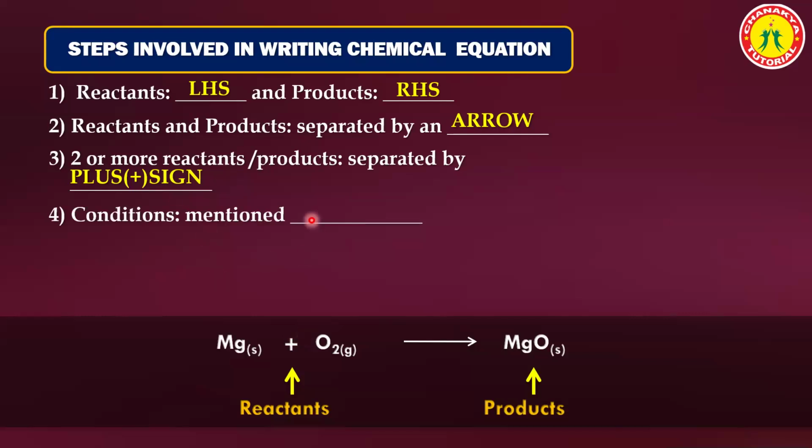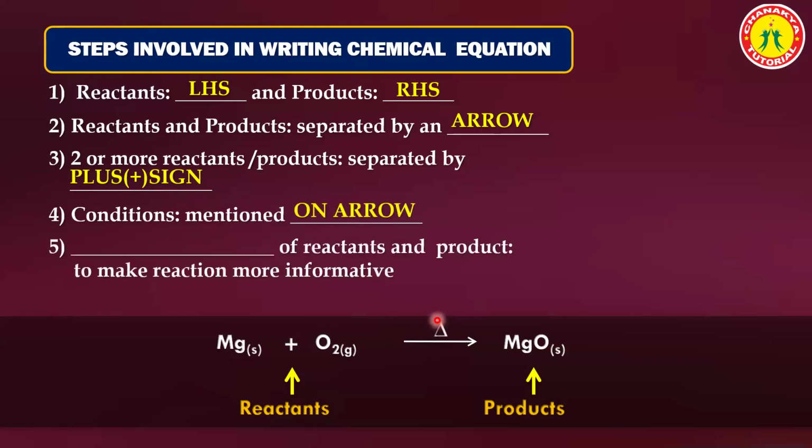We'll also mention the condition of the reaction, whether we are heating the reaction or putting light in the reaction. All of those conditions will come on the arrow. Then we can also write the physical states of the reactants and products to make them more informative. For example, this S written in brackets indicates that magnesium is in solid form. This G written in brackets indicates that oxygen is in gaseous form. The product MgO is in solid form. So, to make the reaction more informative, we can write the state in this bracket form.